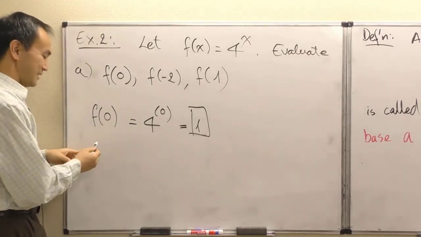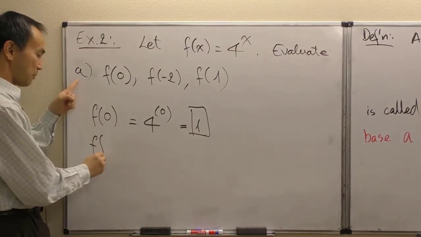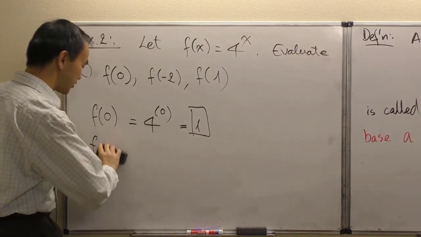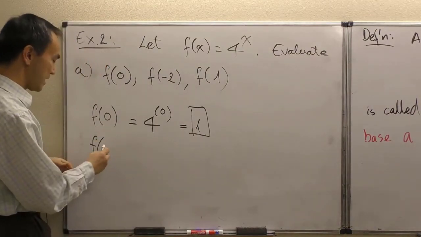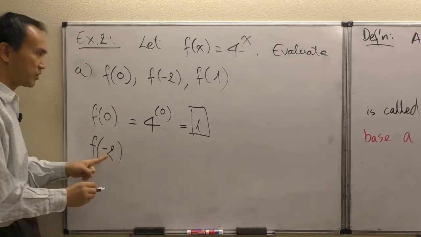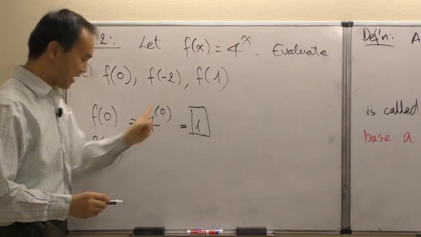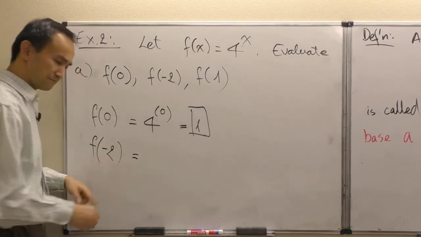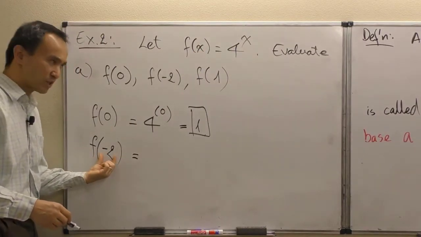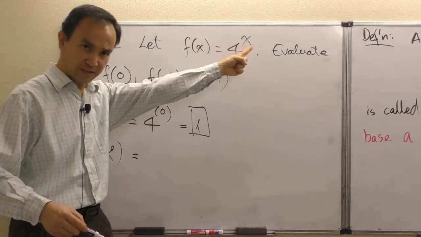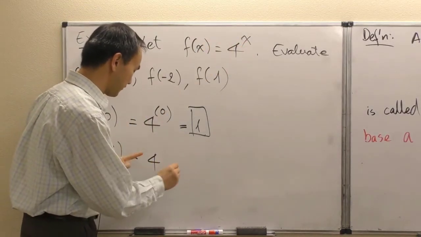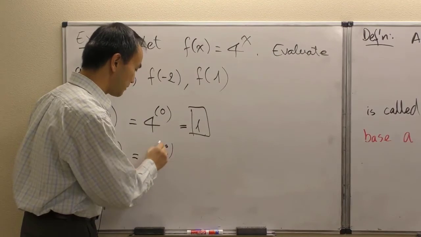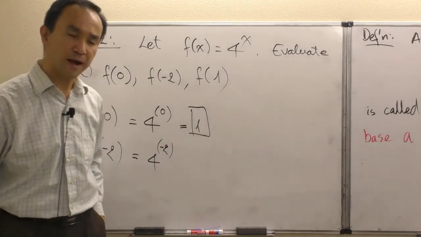In this part here, we have a few other tasks to do. Let's evaluate f of minus 2. So now I switch from a general input x to specifically x equals negative 2. That means I am going to take this input and substitute it into that x right there. So now that becomes 4 to the negative 2 power.